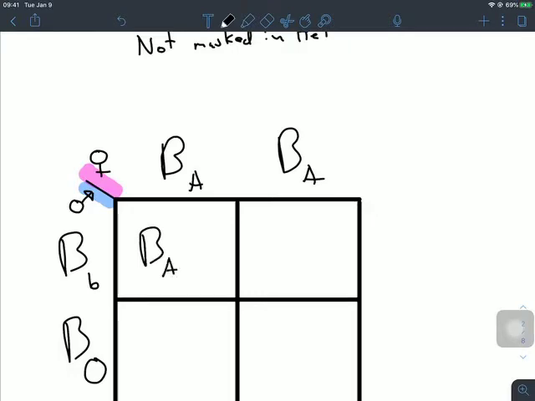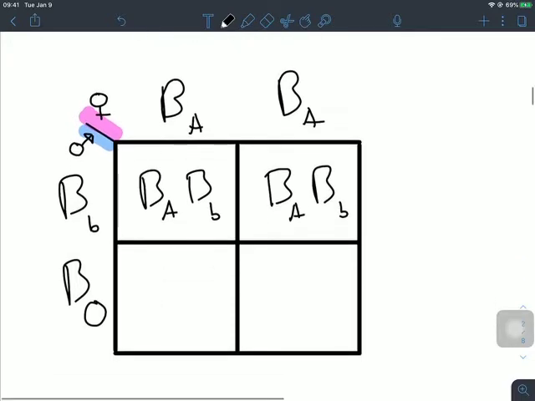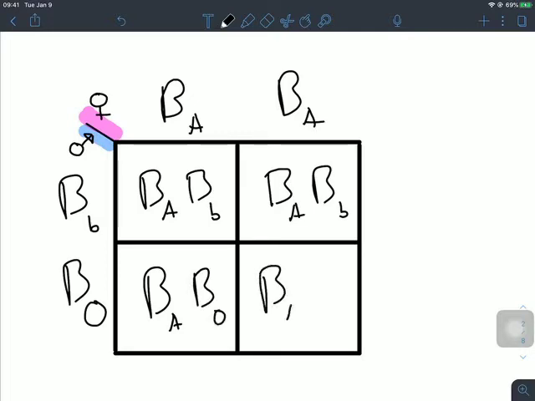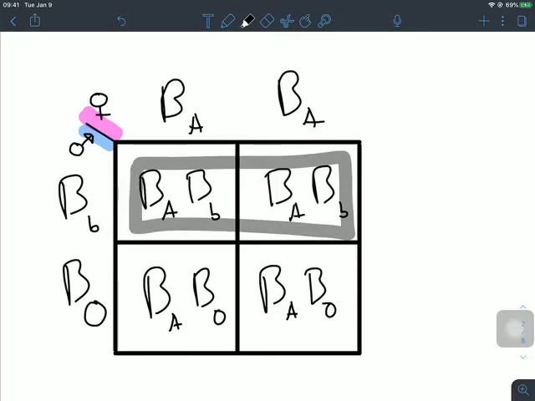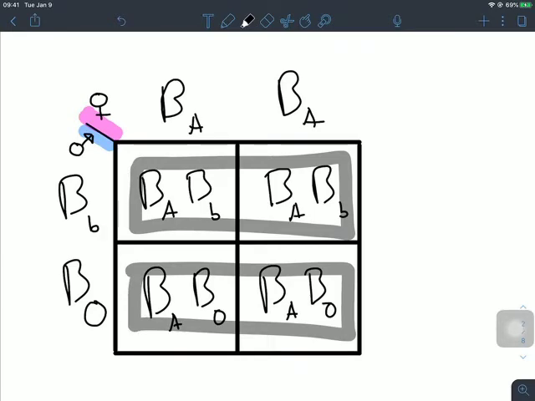You'd get one individual that is blood type AB, another individual here that is blood type AB, an individual here that is blood type A, but heterozygous, and an individual here that is blood type A and heterozygous. So two different genotypes, a 50% chance of being blood type AB and a 50% chance of being heterozygous blood type A.